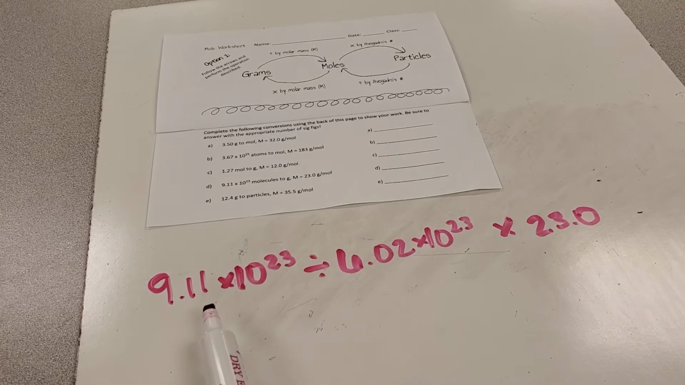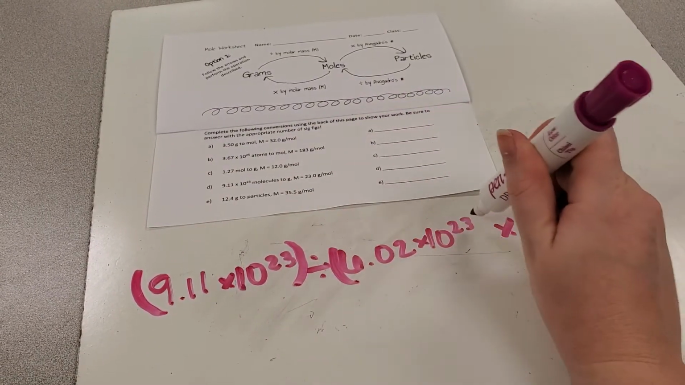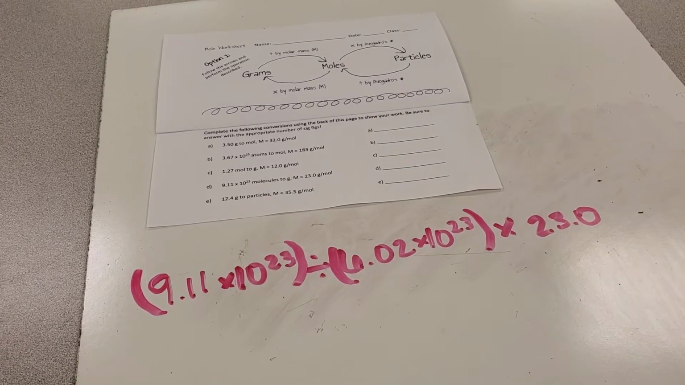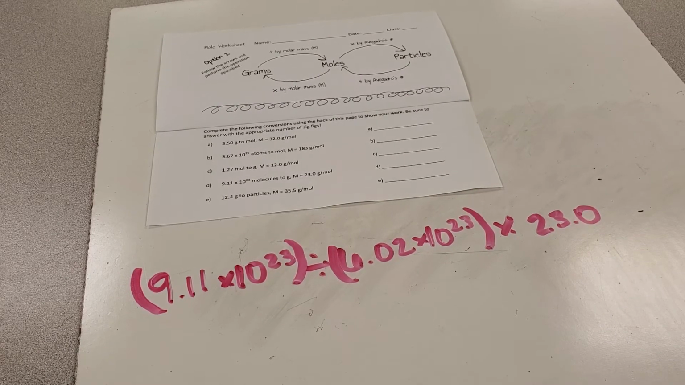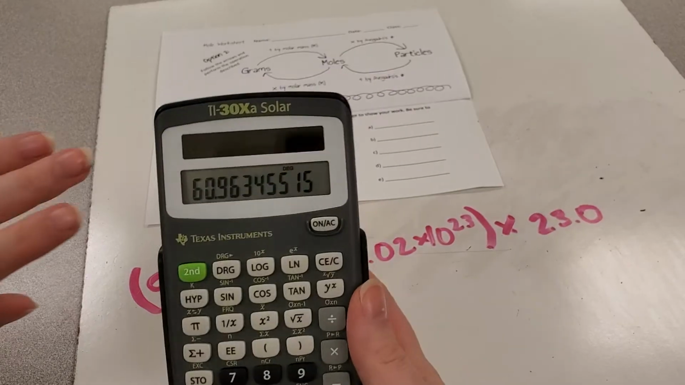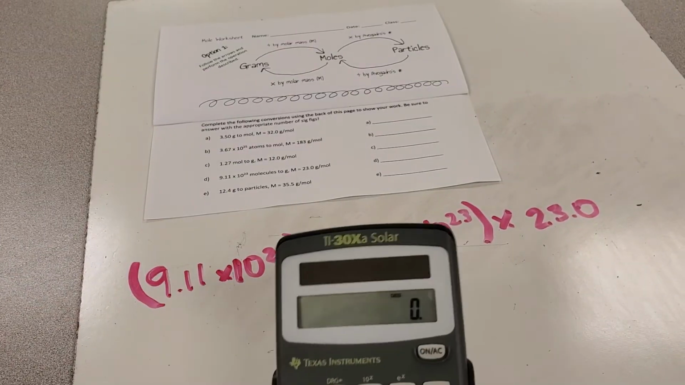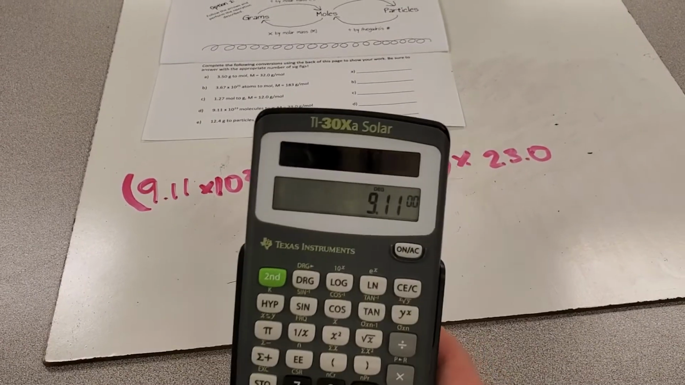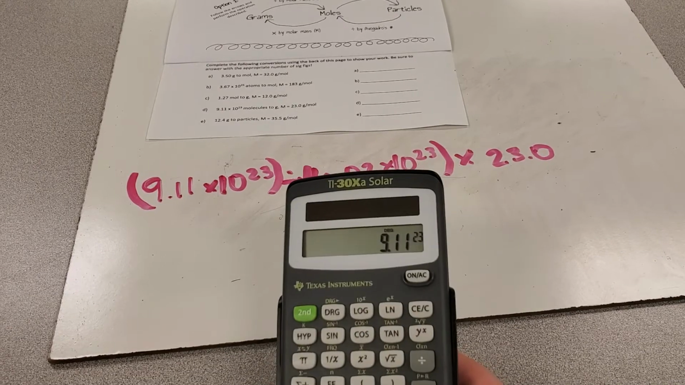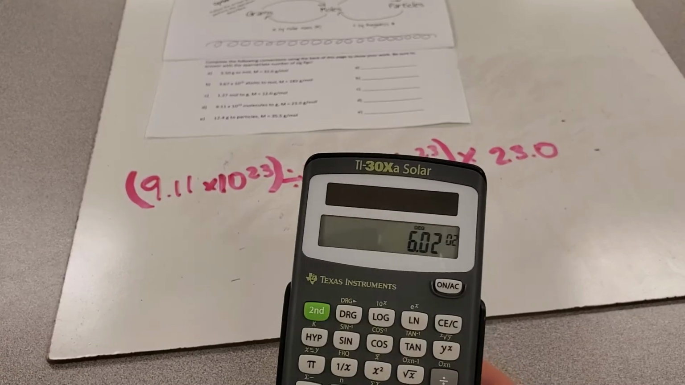Keep in mind, these numbers represent numbers in scientific notation, so be careful with your order of operations on your calculator. That's why we like using the E function on our calculator. So let's take a look and see what this looks like together. We want to take this 9.11 E 23 and divide it by 6.02 E 23.